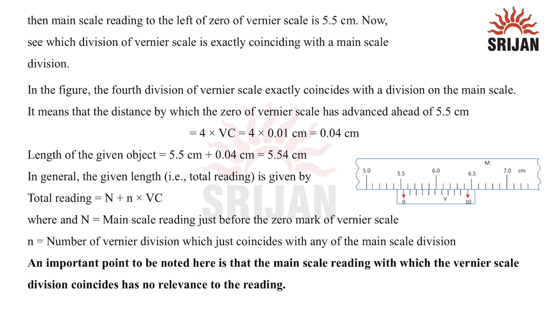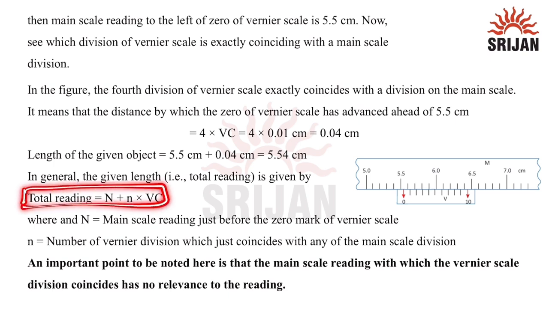It means the distance by which the zero of the vernier scale has advanced ahead of 5.5 centimeter is 4 into vernier constant, that is 4 into 0.01 centimeter, which is equal to 0.04 centimeter. So the length of the given object will be 5.5 centimeter plus 0.04 centimeter, that would be equal to 5.54 centimeter.